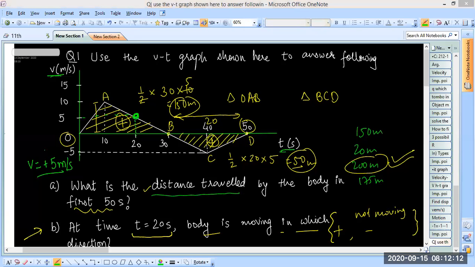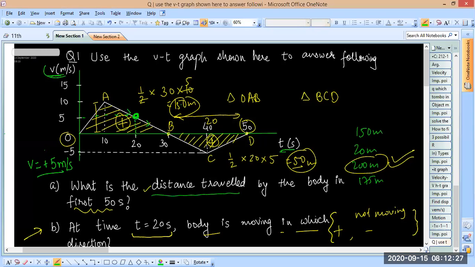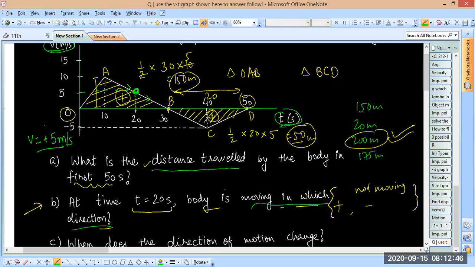All right. Okay. So now, listen to this carefully. Some of you were saying that this is going down. Saras, it is going down, I agree. But listen to this carefully. This is a VT graph, right? And in VT graph, if it is going down, it actually means velocity is decreasing, right? But that's not the question. The question is in which direction object is moving, right?